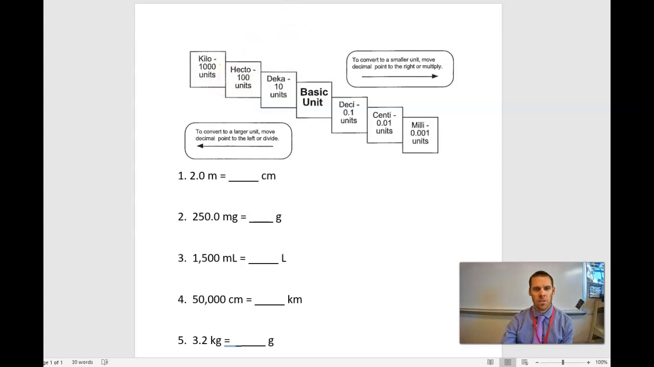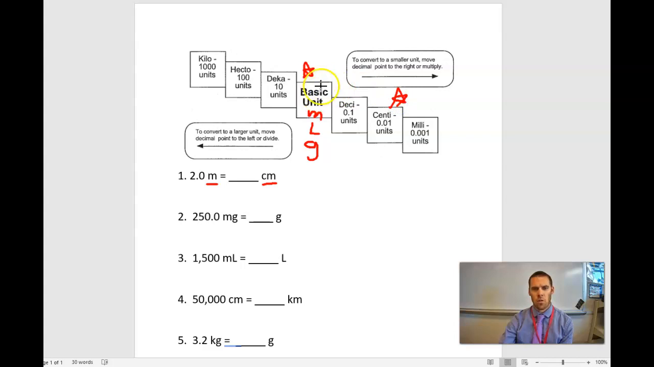So if you recall, meters is our base unit for length, liters for volume, and grams for mass. If I don't see a prefix in front of the word, such as kilo, hecto, deca, deci, centi, and milli, those are all prefixes. If I do not see a prefix, I'm assuming that it is our base unit. So I have my base unit for length, that's meters, and I want to convert that into centimeters.